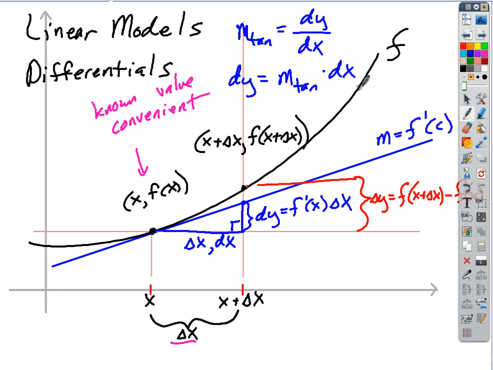Okay, now here's where the calculus comes in. What is the slope of the tangent line? If this function is f, and the value of x right there is, we're calling it x, then what's the slope of the tangent line equal to?